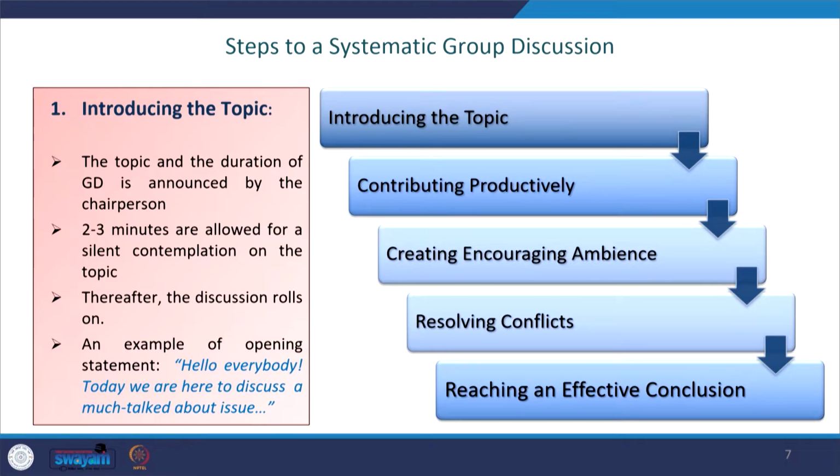When there is a group discussion, you will find that groups have a tendency to invite some amount of conflict, because groups comprise human beings, and human beings may at a certain point of time have conflicts. So, conflict is to be resolved, and then after resolving the conflict one can reach an effective conclusion. Now, many of you who have already experienced a GD might have come across all these steps.